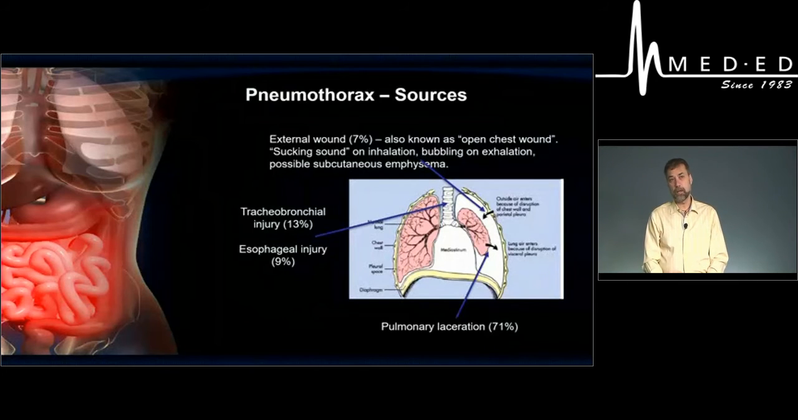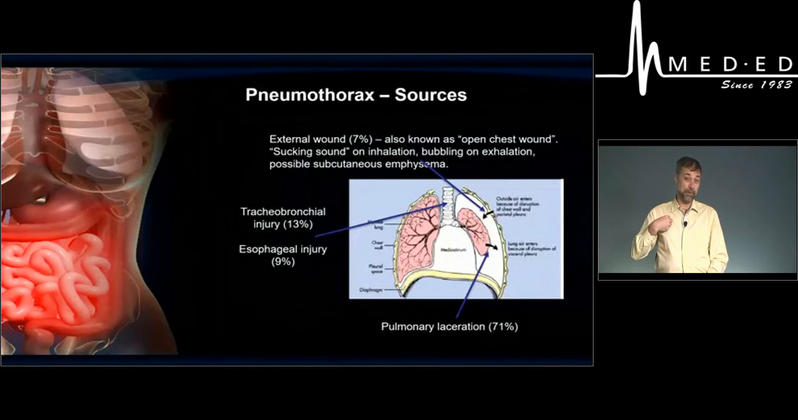Now, some other things that can cause pneumothoraces include tears in the esophagus and the trachea. Tracheobronchial tears account for about 13% of pneumothoraces, and esophageal injuries account for 9%. Now, rare but possible, you can also get a wound on the external chest wall that communicates with the pleura, allowing air to get from the outside in. We call that a sucking chest wound or an open chest wound.